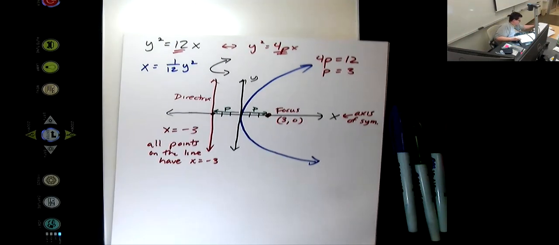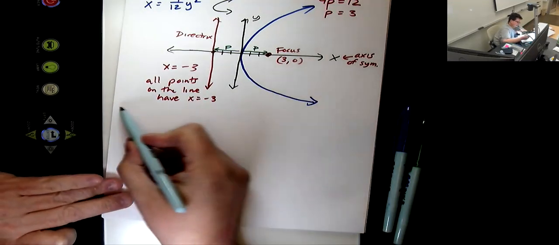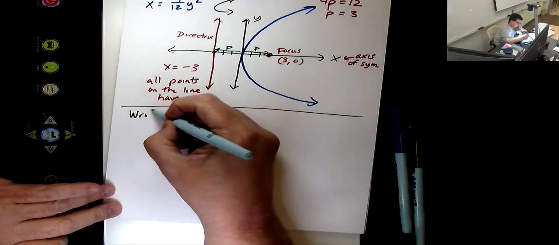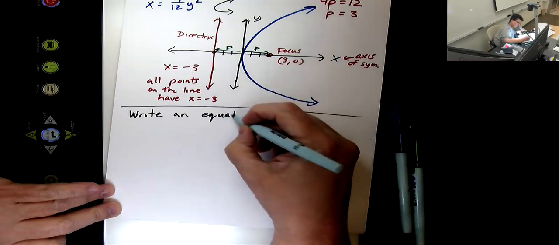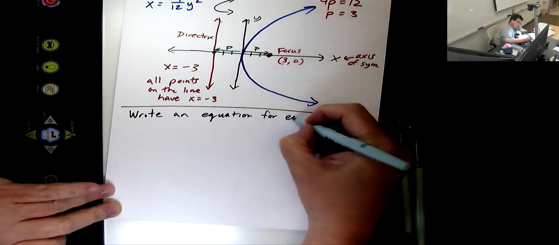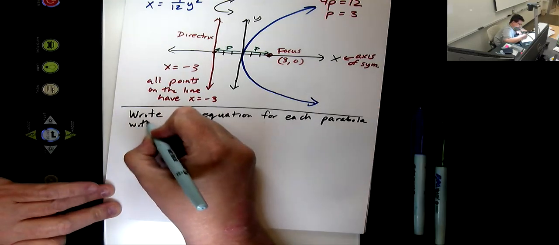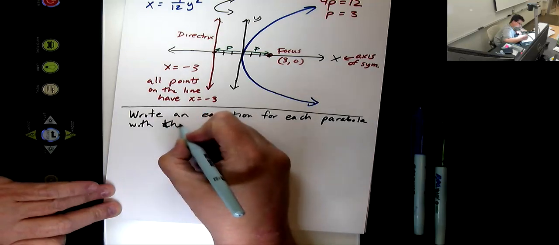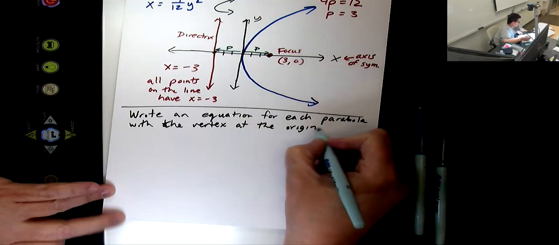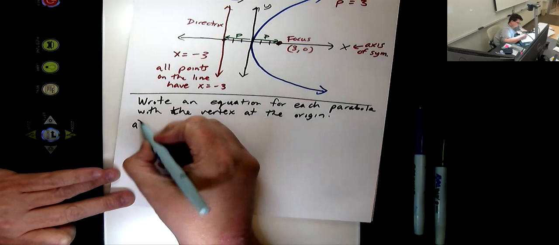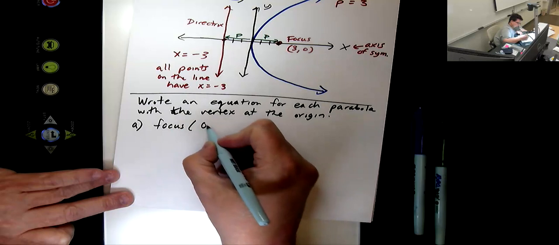All right, let's kick it up a notch. Write an equation for each parabola with the vertex at the origin. And question number 1, we're going to have the focus at 0, 3/4.